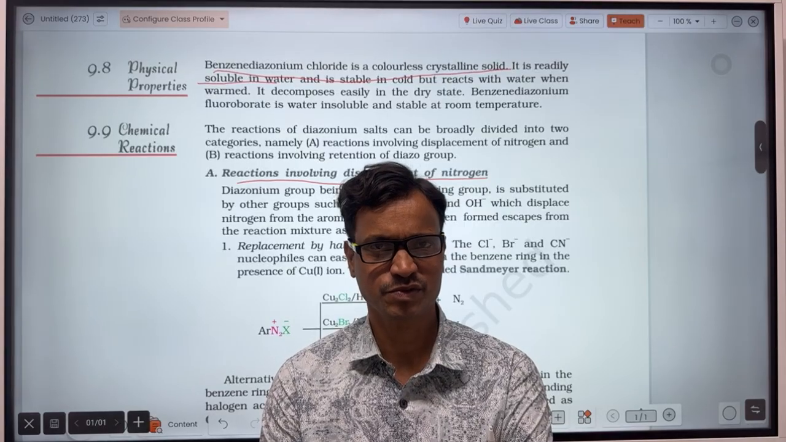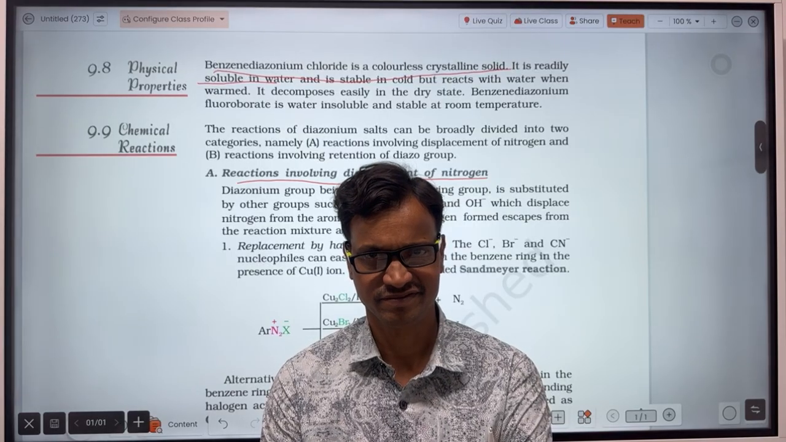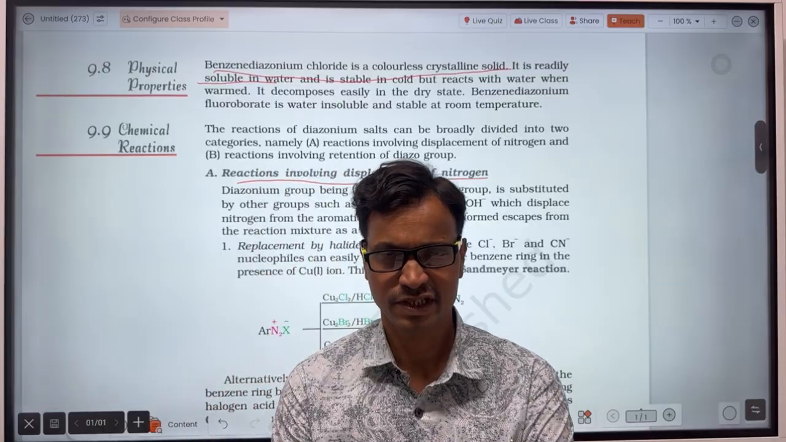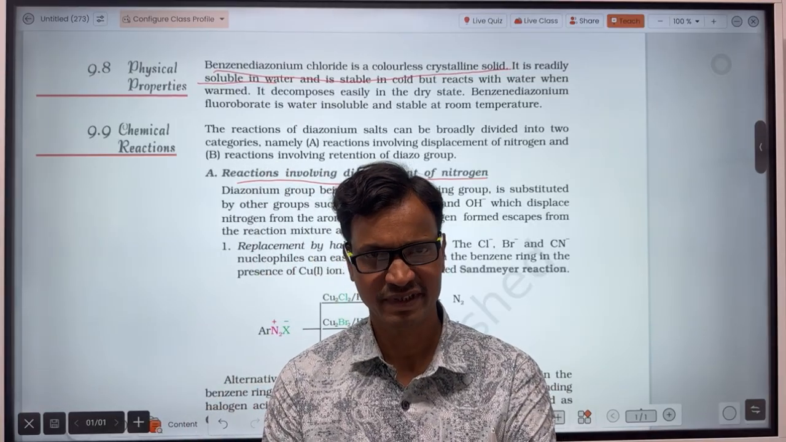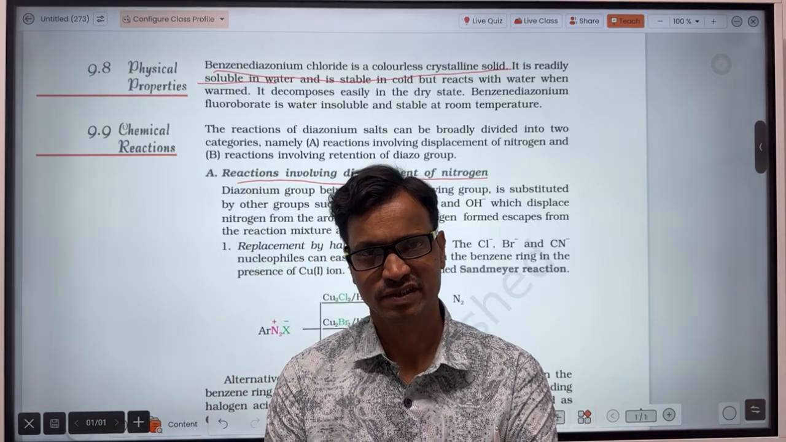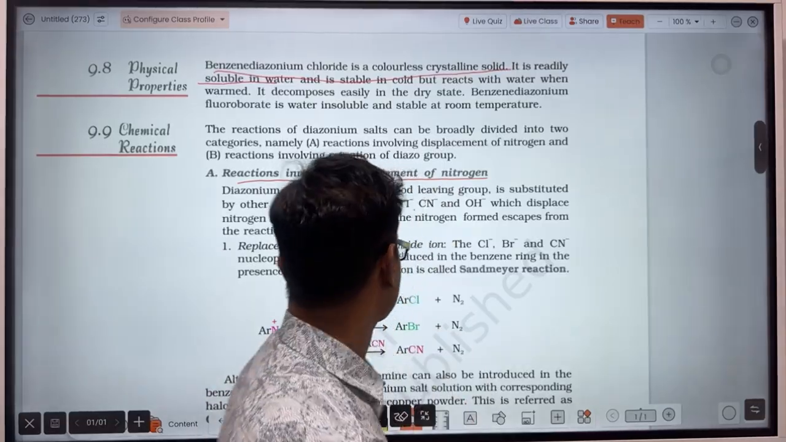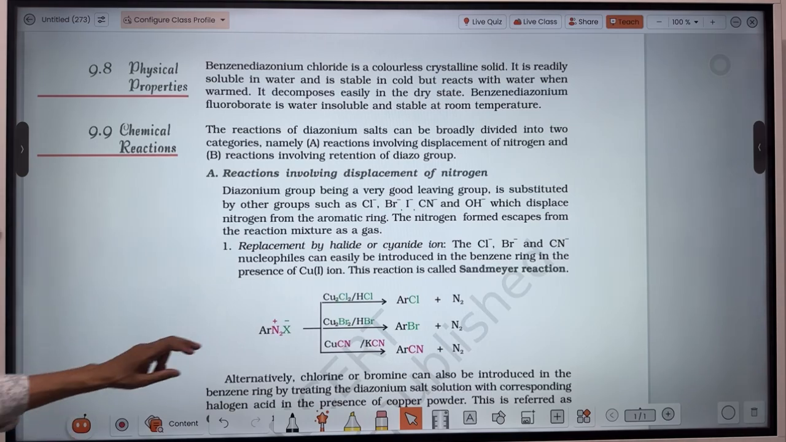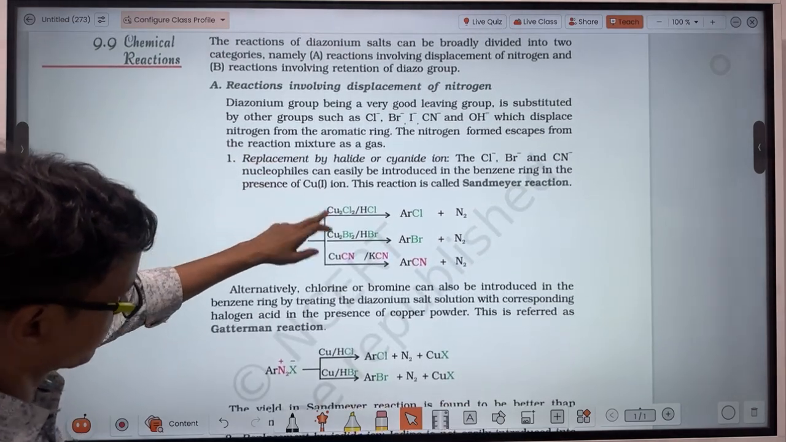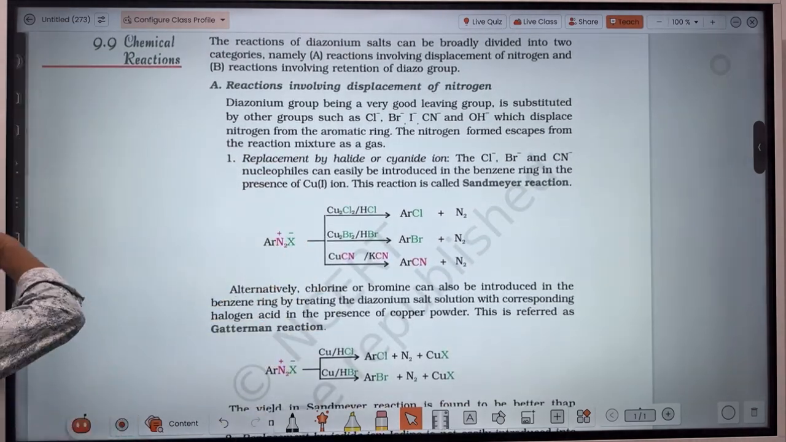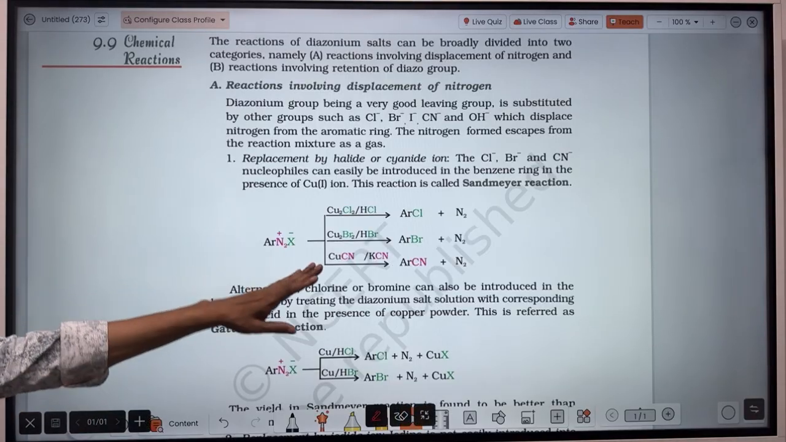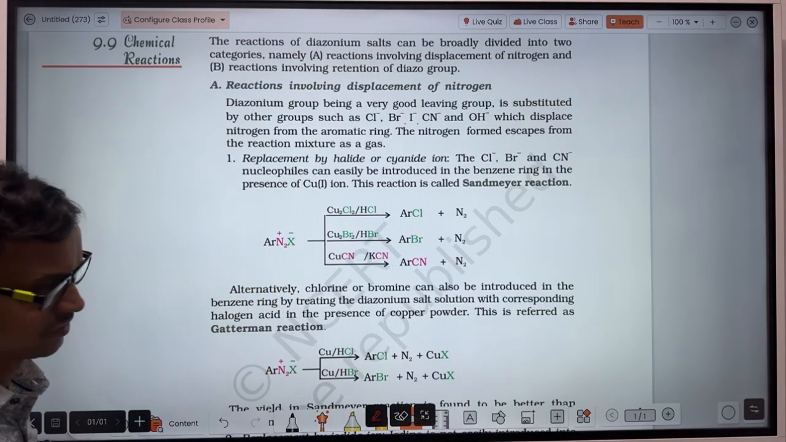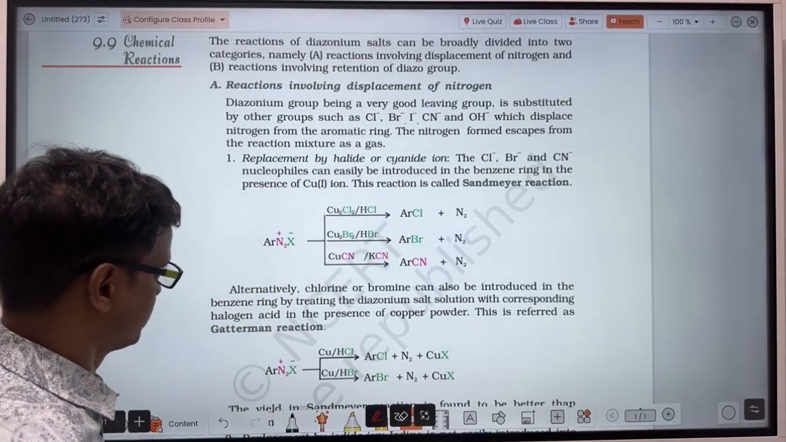Benzene, because aliphatic diazonium salt is highly unstable. Aliphatic diazonium salt is more unstable than aromatic diazonium salt. So here, reactions involving displacement of nitrogen, let's see about that. Because you are already familiar with these reactions, there is no need to write on the whiteboard. You can understand this one very easily.